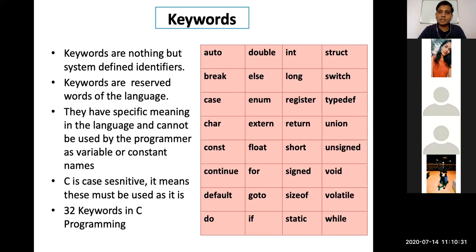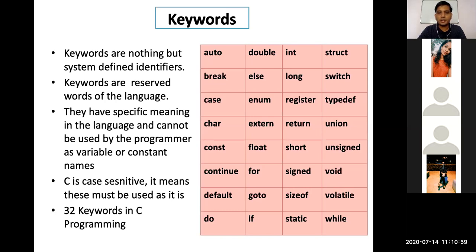Keywords are reserved words. Why are they called reserved words? Because we cannot redefine their meaning. Char is always char. For your compiler, char is a data type, but you cannot define another meaning for char. That is, you cannot define a variable named char. It already has a specified meaning in the language, so it cannot be used by the programmer.